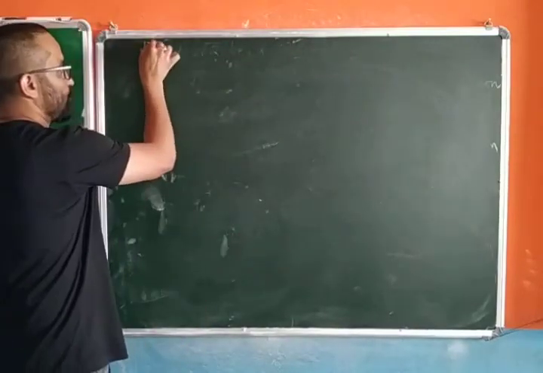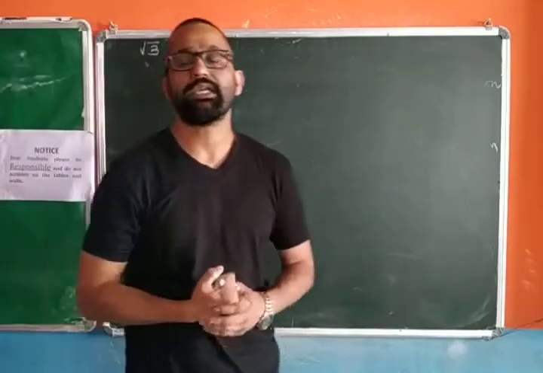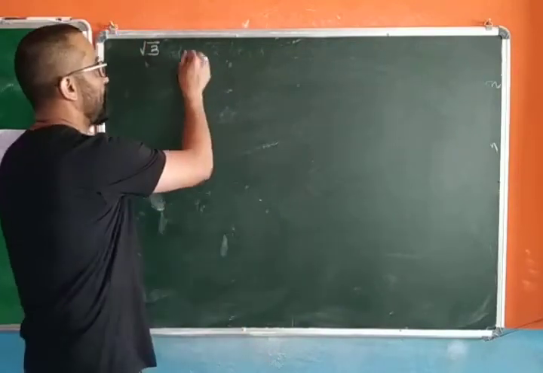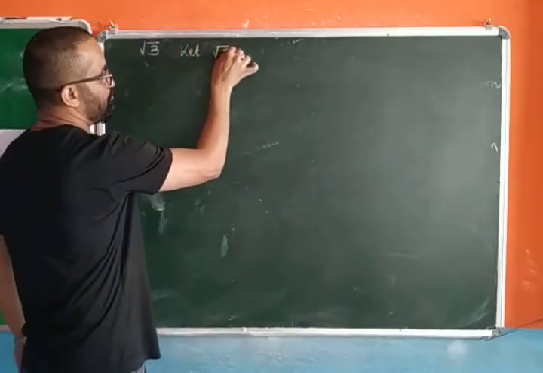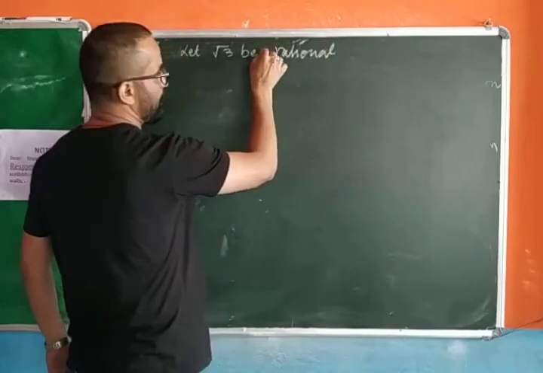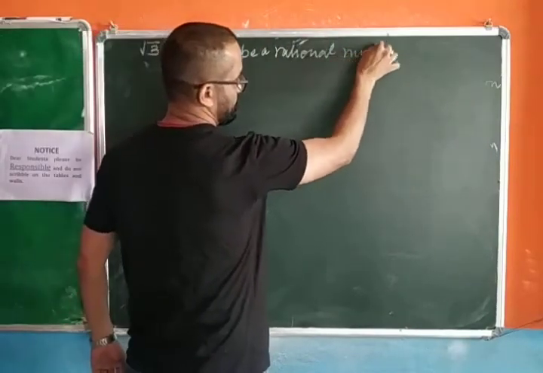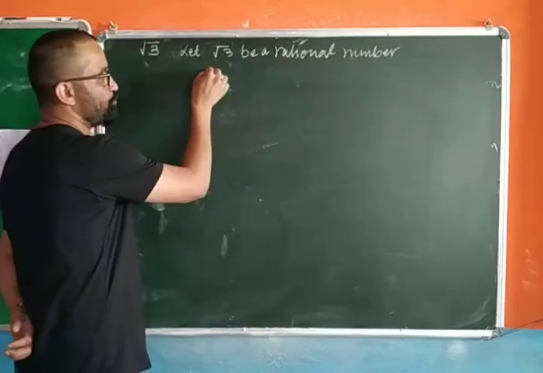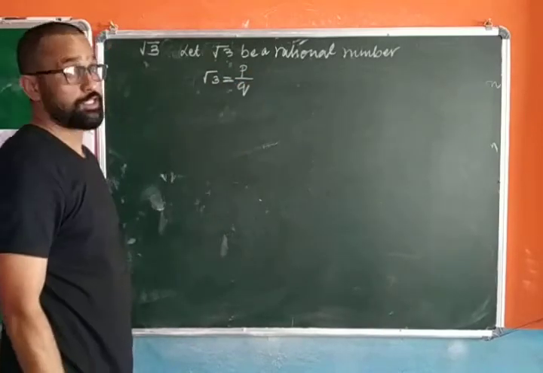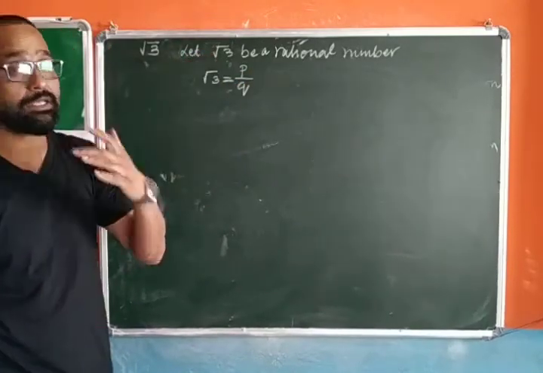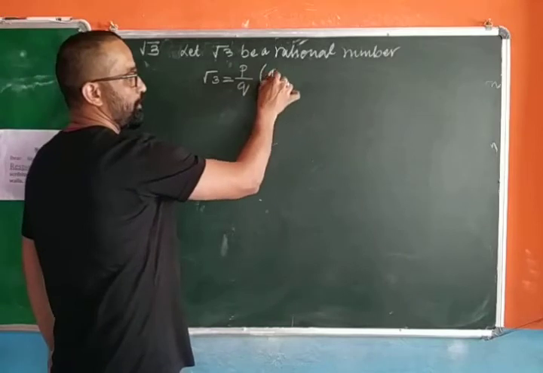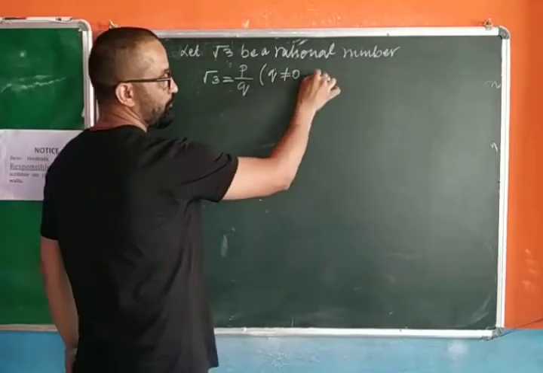To prove root 3 is an irrational number, the same concept and same steps are involved. Let root 3 be a rational number. So we assume root 3 is equal to p by q. Since we are taking root 3 as rational, it has to be in the form of p by q, where q is not equal to 0.